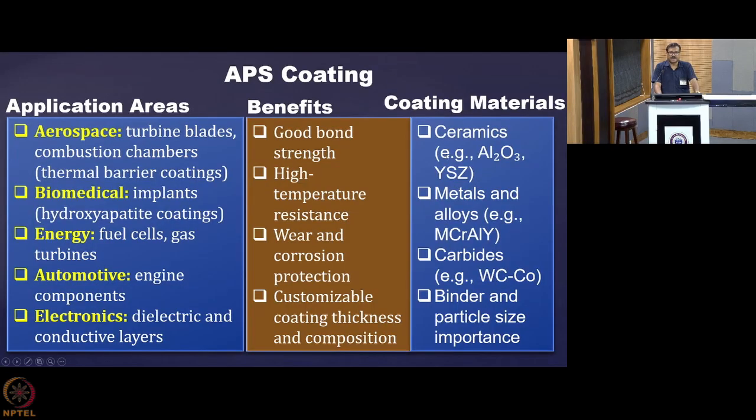The coating materials which are usually used include ceramics like aluminum oxide or yttrium stabilized zirconia, metals and alloys, carbides, and then binder and particle size. They are of importance in this coating material because, to match the thermal expansion coefficient, sometimes you need to deposit some interlayer before you go for the final coating. So these are the atmospheric pressure plasma spray coatings which you use for environmental barrier and thermal barrier applications.